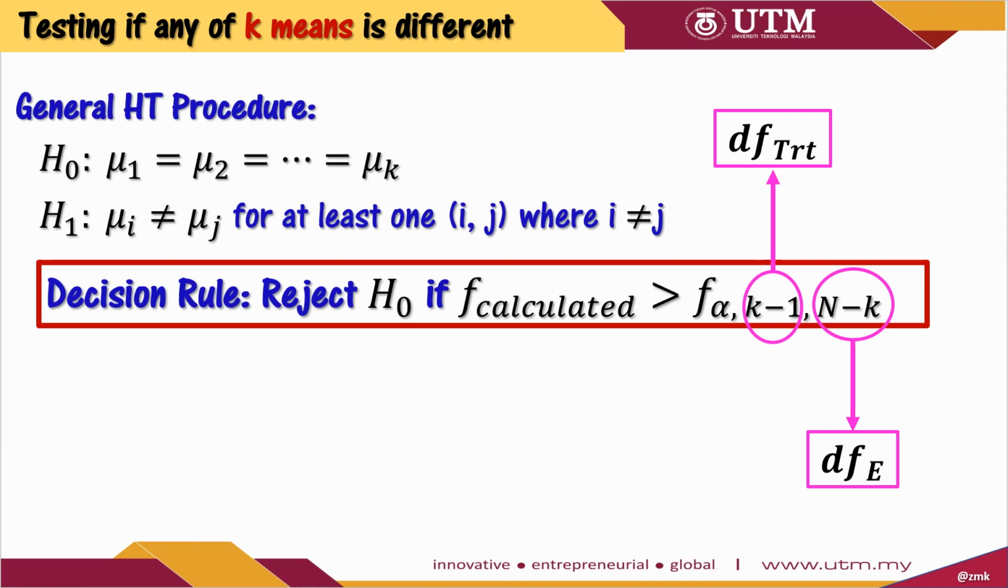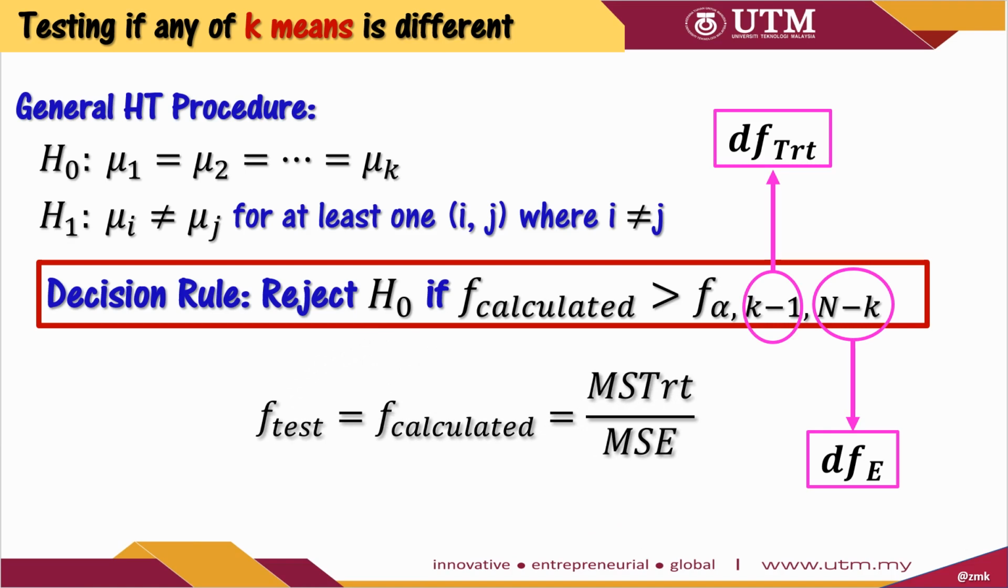The next step is to find the test statistic, which is the calculated F ratio defined as the ratio of the mean square due to treatment, denoted by MSTRT, and the mean square due to errors, denoted by MSE, as shown in the ANOVA table just now. The final step is the decision whether to reject or not to reject H0, and the practical conclusion on whether the means are equal or not.